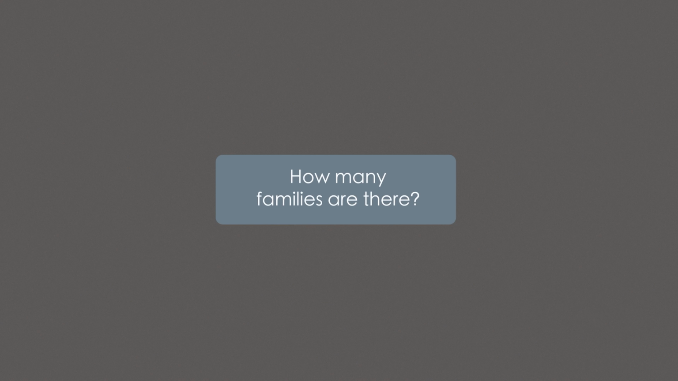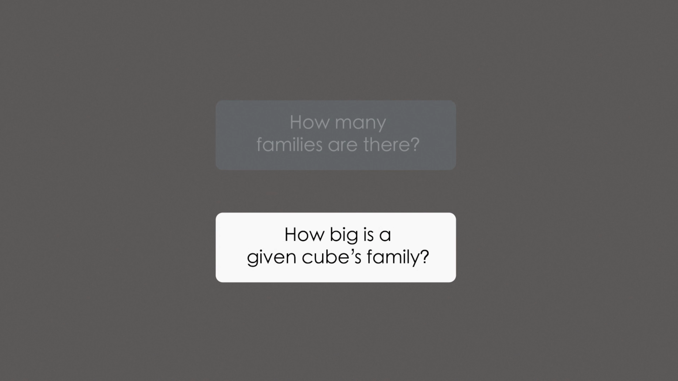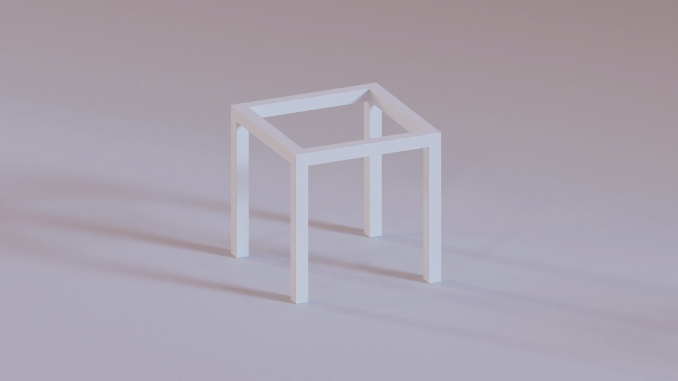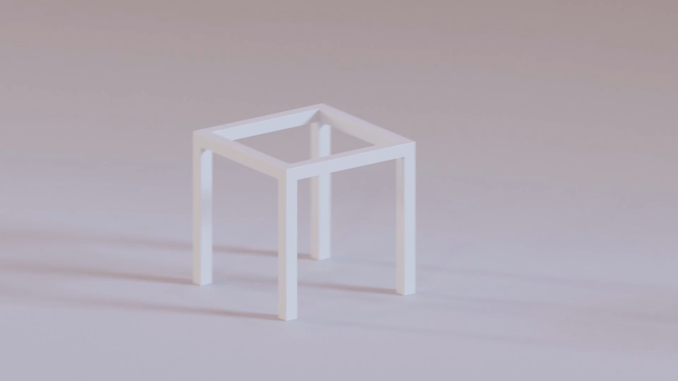Before we can make any progress on our main question of how many families there are, it seems like we first want to understand a more local problem. For a given incomplete open cube, how big is its family? For instance, if I gave you a cube shaped like a table, could you reason about how big its family must be? Try looking at it this way.